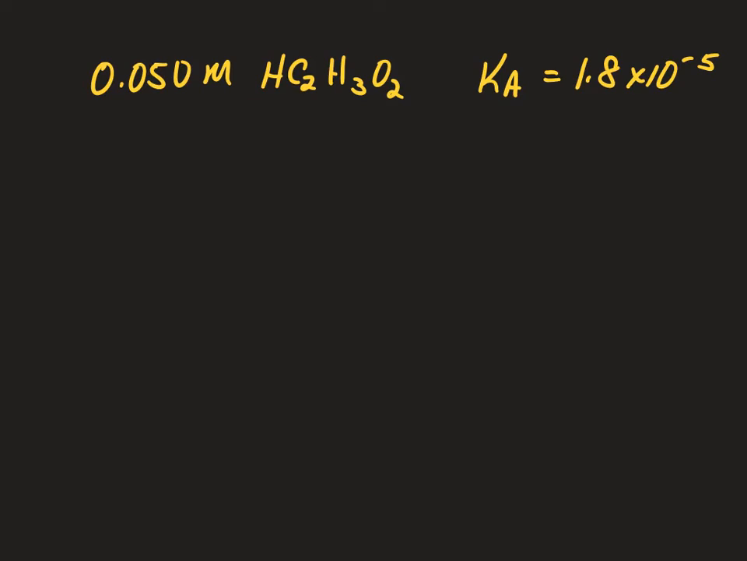Okay, so let's consider this solution, right? So we've got 0.05 molar HC2H3O2, just to remind ourselves, right? That's acetic acid, one we should recognize the formula of. And it has a Ka of 1.8 times 10 to the minus 5. And so let's figure out the hydrogen ion concentration of that solution and the pH.